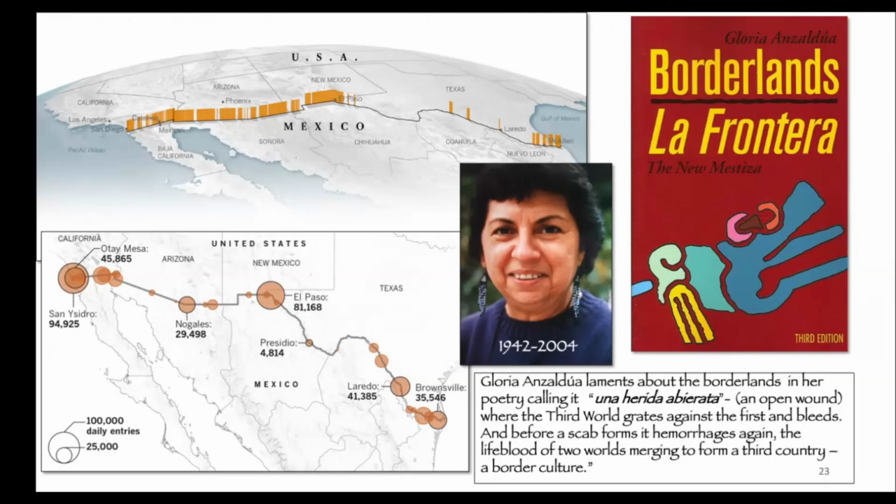And one of the things that I'm working on is to think about this borderland region. And one of the thinkers or poets that inspires me and helps me think about this region is Gloria Anzaldúa, who lamented in her poetry about the borderlands, calling it una herida abierta, an open wound, where the third world grates against the first and bleeds, and before a scab forms it hemorrhages again, the lifeblood of two worlds emerging to form a third country, a border culture.